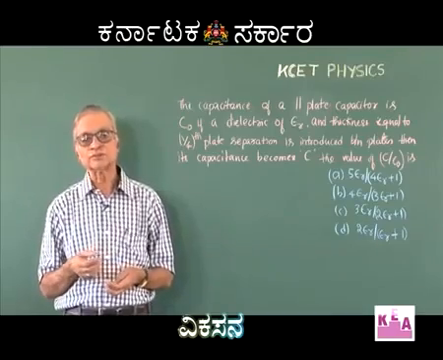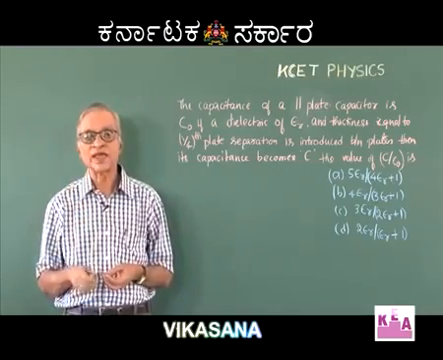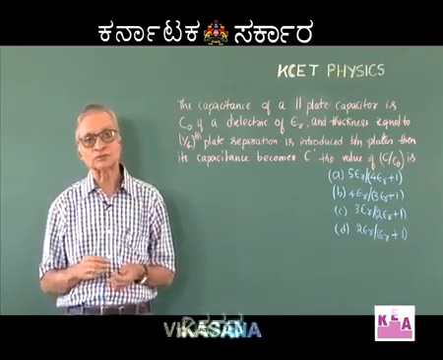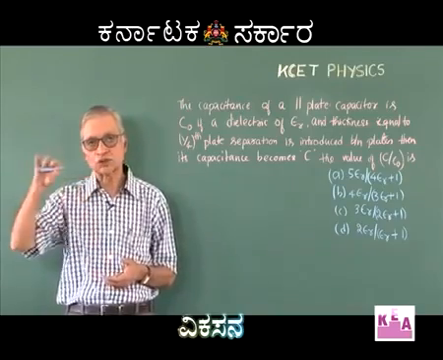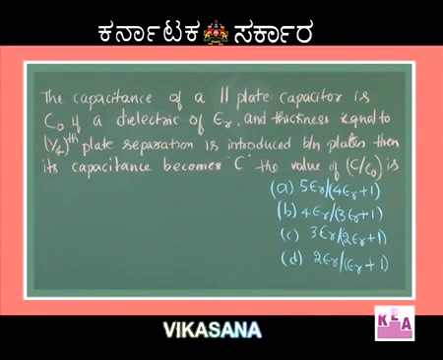In the previous question, I have considered when the division is vertical. Now, I will take up one question where the division is horizontal. Let me read the question first. The capacitance of a parallel plate capacitor is C0. If a dielectric constant epsilon r and thickness equal to 1/4 of the plate separation is introduced between the plates, then its capacitance becomes C.